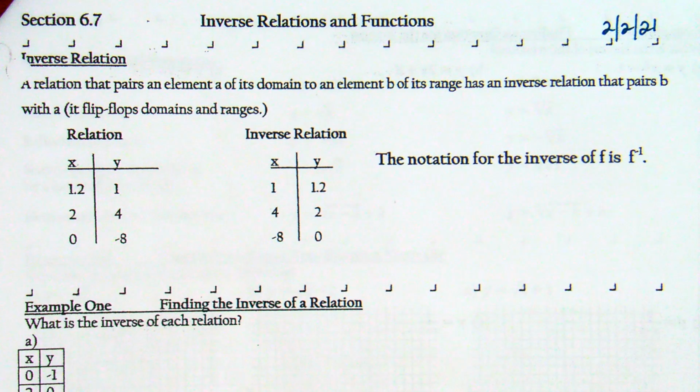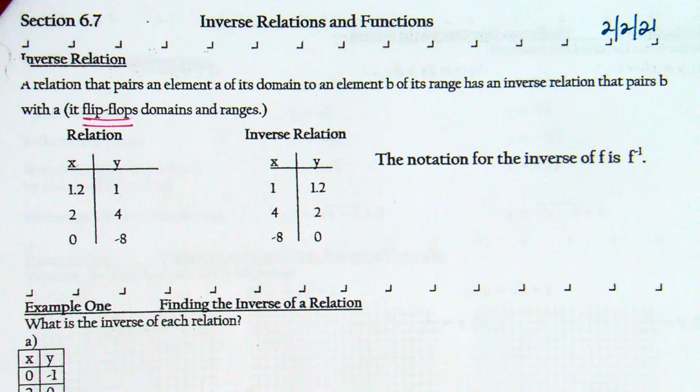So, as we're going to talk about inverses first, a relation that pairs an element A of its domain to an element B of its range has an inverse relation that pairs B with A. Now, that's the fancy definition. What's the shortened form? It flip-flops the domains and ranges. Flip-flops speaks to you, doesn't it? That makes so much more sense to you.